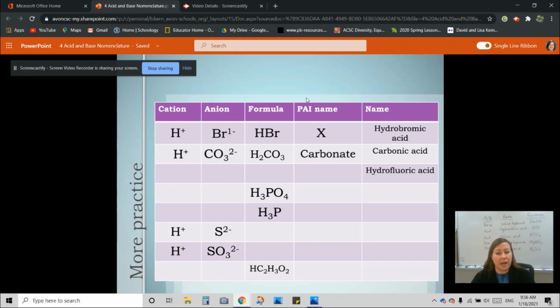Hydrofluoric acid. It starts with hydro, so it is not going to have a polyatomic ion. Of course, H+ is the cation because it's an acid. It's always the cation for an acid.